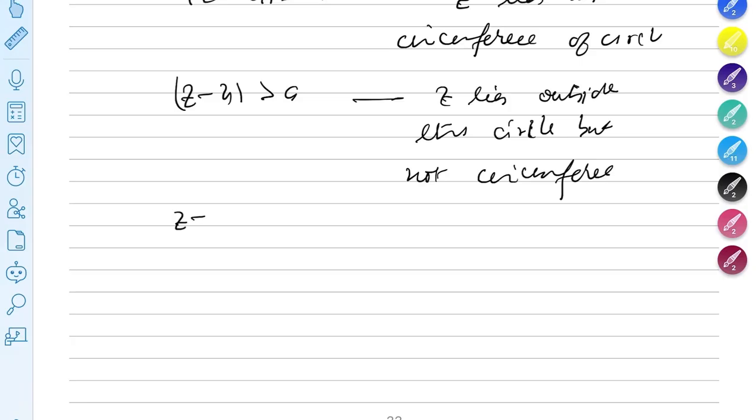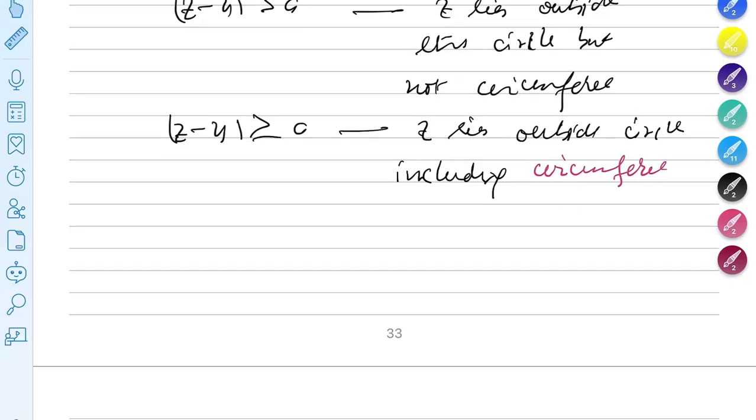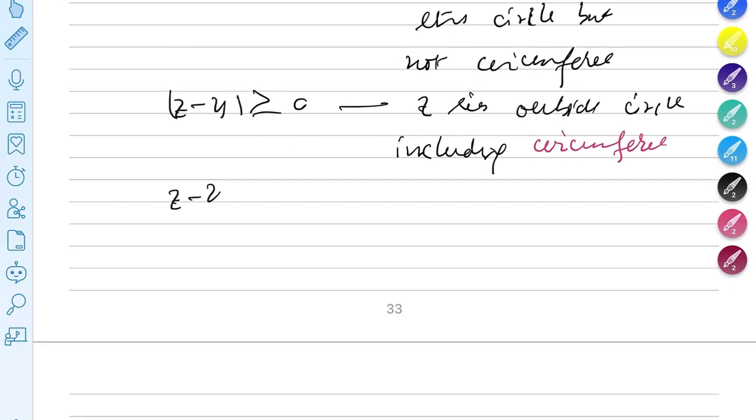Whereas if I say |z - z1| ≥ a, then they represent both. So z lies outside the circle, including the circumference. They will represent that because equality is there, so the circumference will also be included. And in the same way we can understand |z - z1| < a means inside.